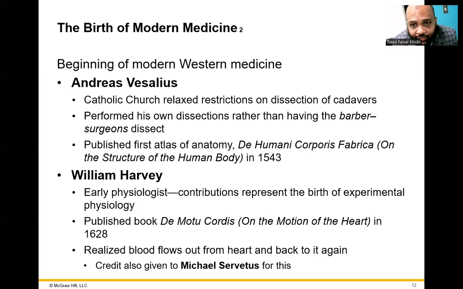Then William Harvey came in, and he published a book, and he was really concerned with blood vessels. When we get to blood vessels, we're going to be able to see what experiment he did with the blood vessels in the hemodynamics.